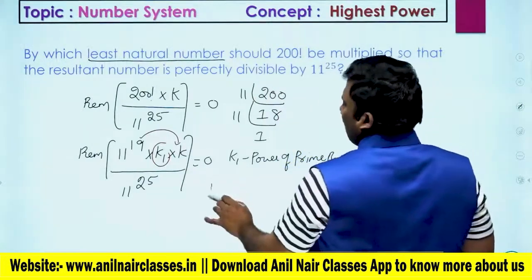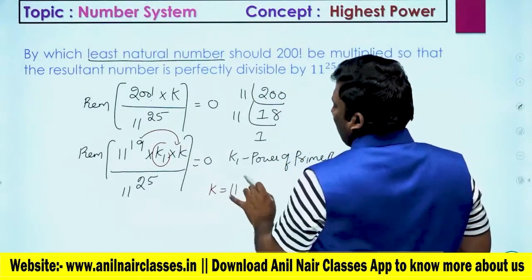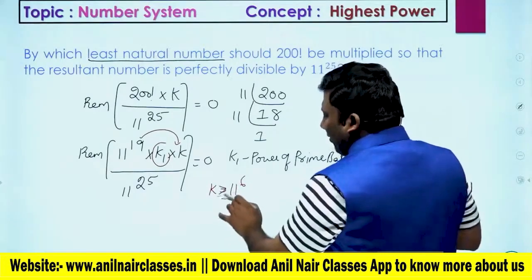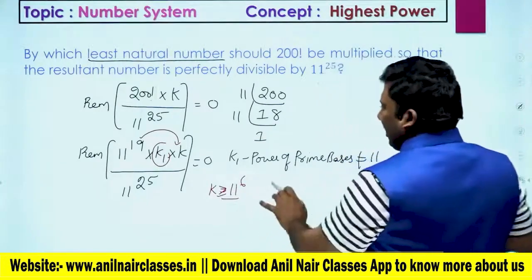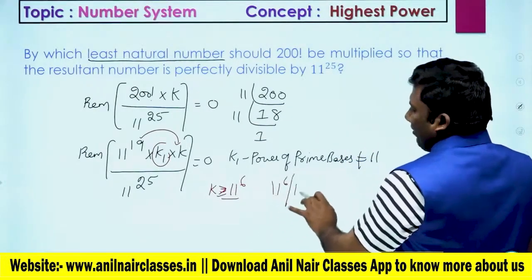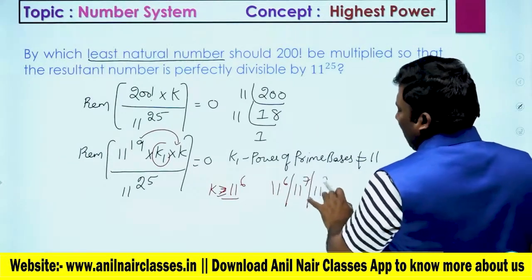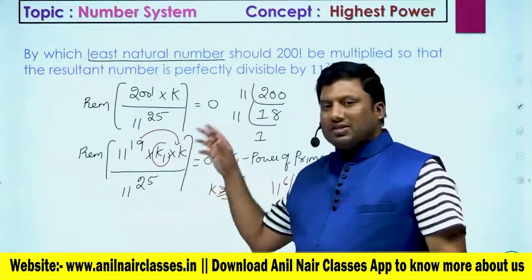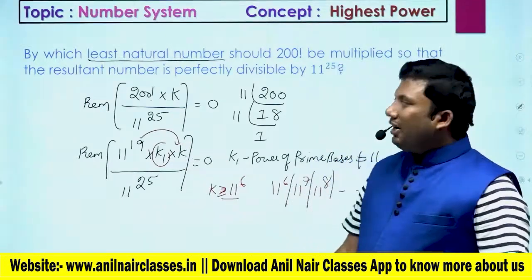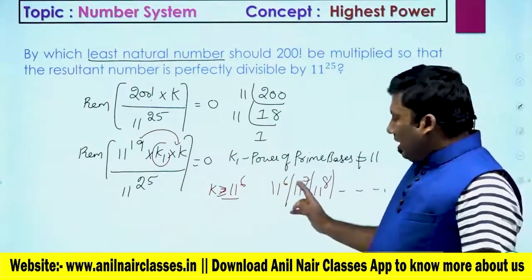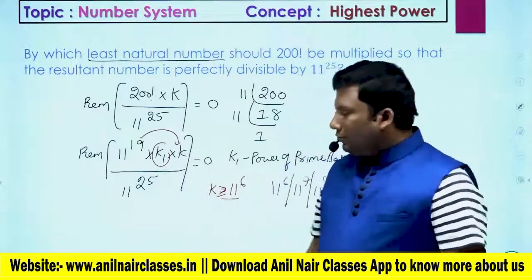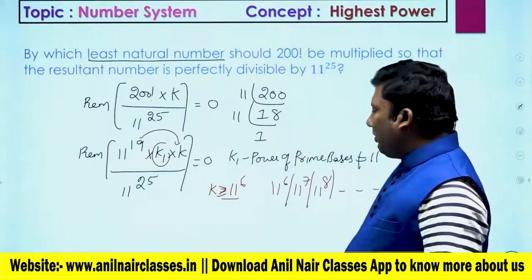So k should have a minimum of 11 power 6. Anything greater than or equal to 11 power 6. That means it can be 11 power 6, 11 power 7, 11 power 8 and so on. 11 power 19 into 11 power 6 is 11 power 25, divided by 11 power 25 leaves remainder 0. 11 power 7 gives 11 power 26, which is also divisible by 11 power 25.